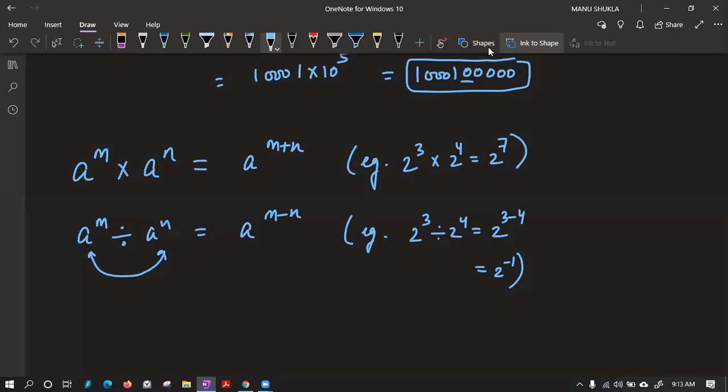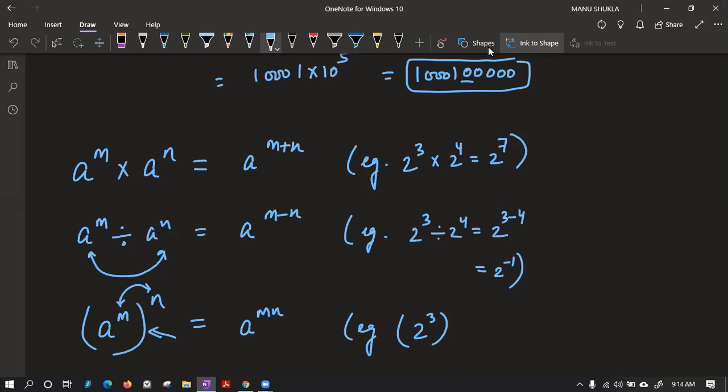Okay, let us say the third formula that we have learned in this chapter, power of power. If we have a power m whole power n, what will we get? Please tell. Power of power. When there is a bracket around the whole thing, we know powers will multiply. It becomes a power mn. Example, suppose you have 2 power 3 whole power 4, it will become 2 power 12. Very easy. So power of power gets multiplied like this.